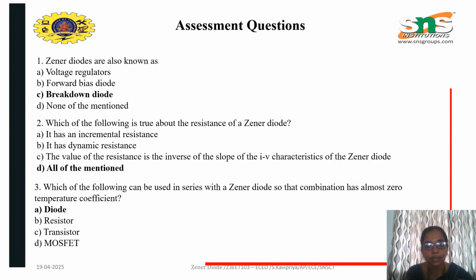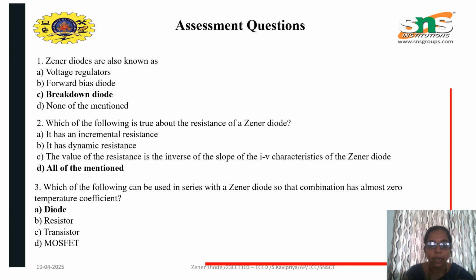Next are the assessment questions. Zener diodes are also known as breakdown diodes. Next, which of the following facts is true about the resistance of the Zener diode? It has an incremental resistance. It has a dynamic resistance. The value of resistance is the inverse of the slope of the voltage current characteristics of the Zener diode.